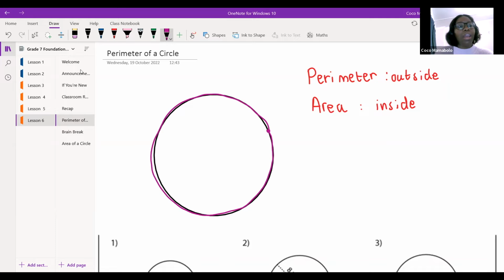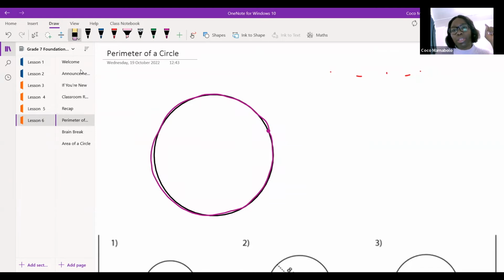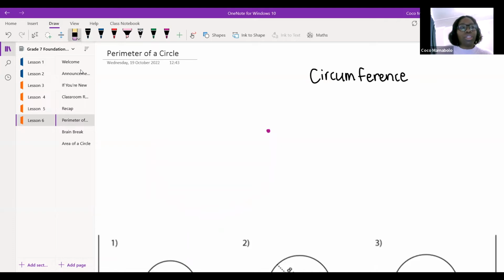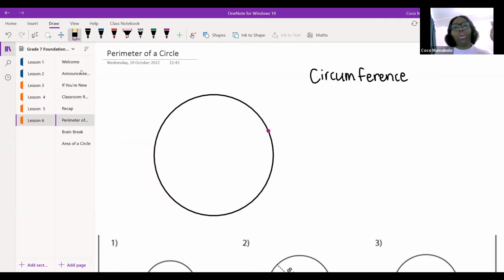Okay. And when I walk around my circle and I calculate the perimeter of my circle, we don't quite call it a perimeter. We call it a circumference. Okay. Circumference. And the word circumference has something to do with going around something. Okay. It's going around something.